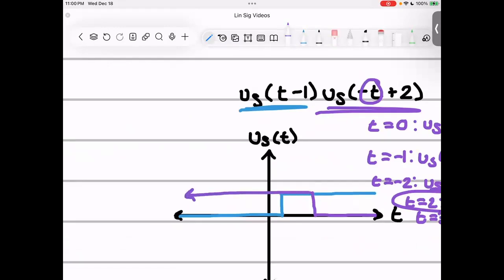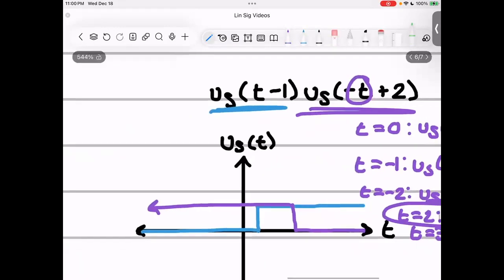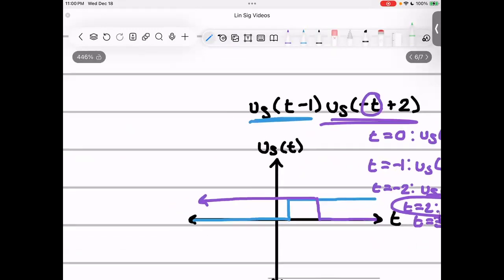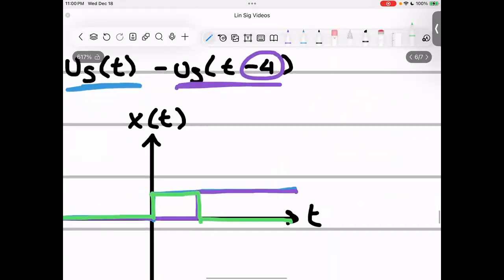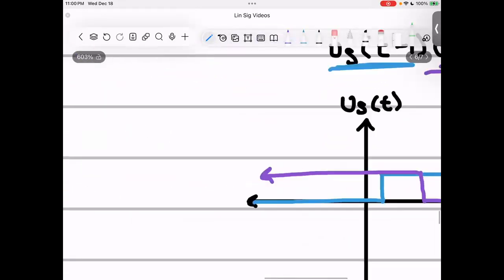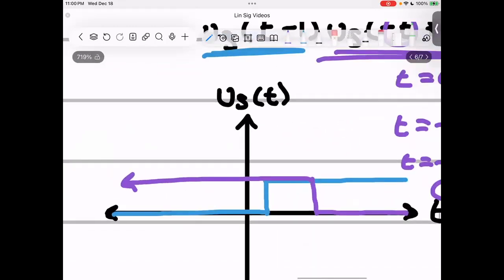When we're multiplying the unit steps, we try to find the place where they're both on. So with subtraction, you're looking for when one is on and one is off, but with multiplication, you're looking for the segment that they're both on. So here we have our little box from 1 to 2.